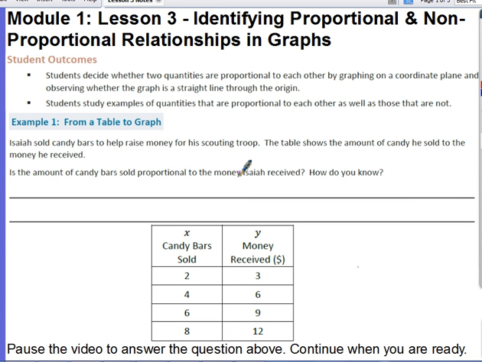For example 1, what I'd actually like you to do is first start by pausing the video, and I want you to answer this question based on your knowledge from the previous lesson. So go ahead and pause the video and continue when you are ready.